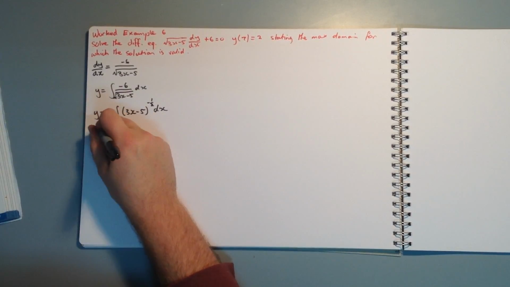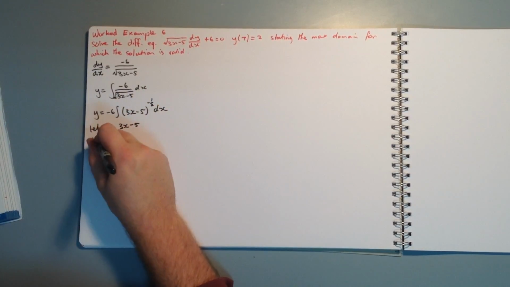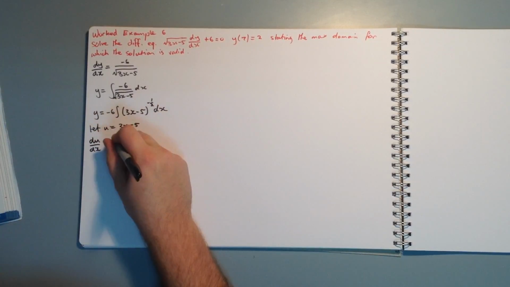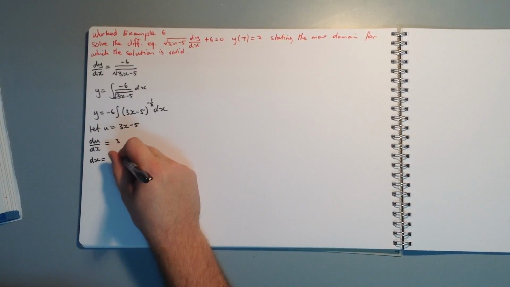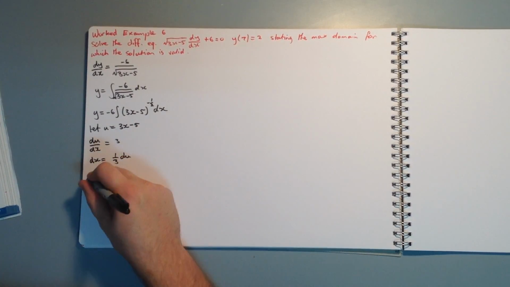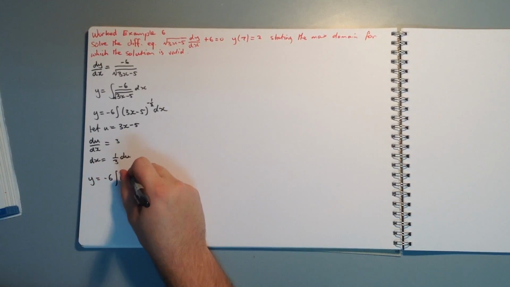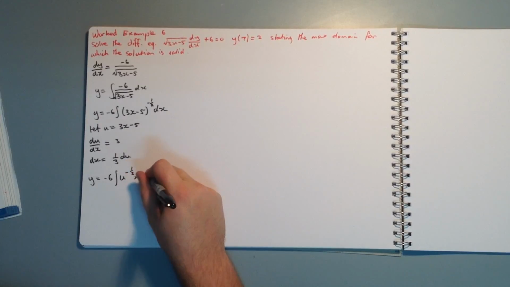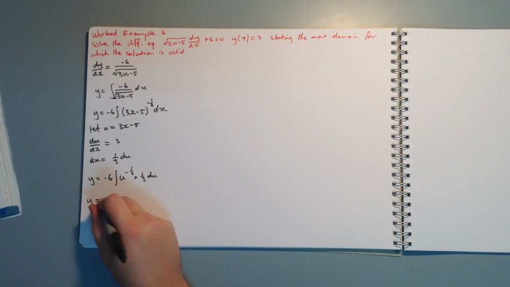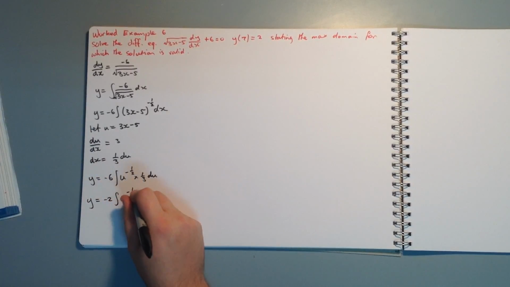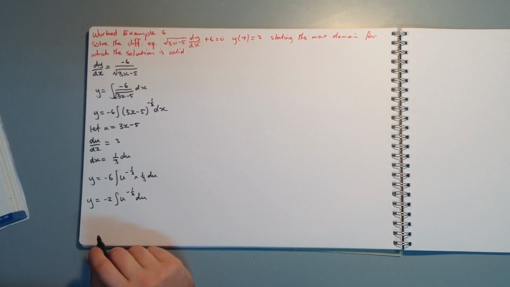Then we're going to need to say, well, let u equal 3x minus 5. Our du dx is going to equal 3. So our dx is going to equal 1 on 3 times du. Which means y equals minus 6 times the integral of u to the negative a half times a third du. We can bring our third out the front to cancel with our 6 to make it minus 2 times the integral of u to the negative a half du. So now we can integrate that.